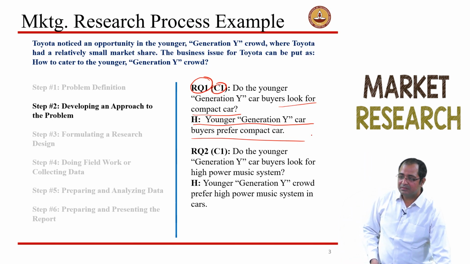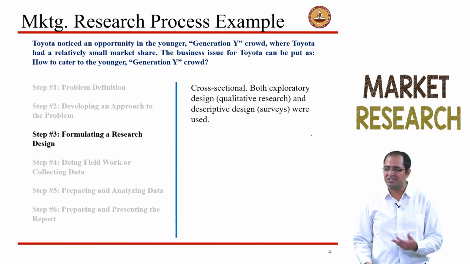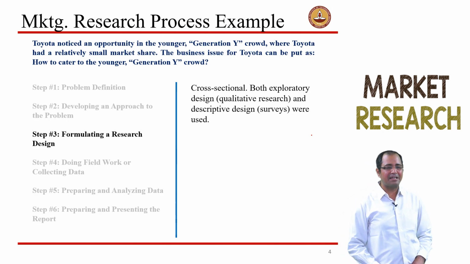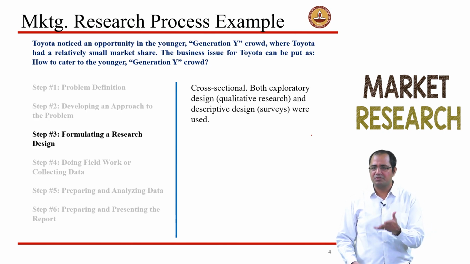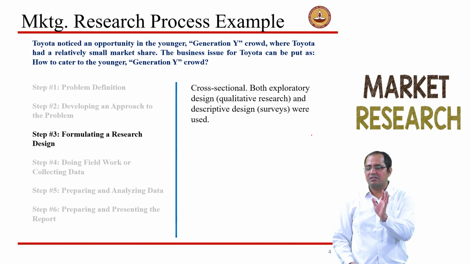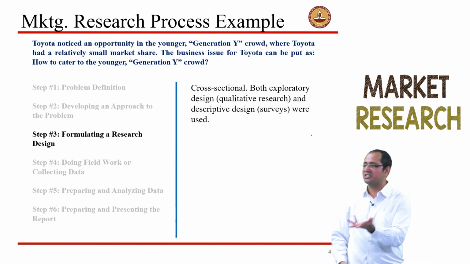Once it is done, again, only a small sample is shown of what was actually done. The third step is to formulate a research design. In this case, the research design is cross-sectional. You need not understand it at this point of time, but just to give a small idea, it is done in a single duration of time, in a single cross-section of time.